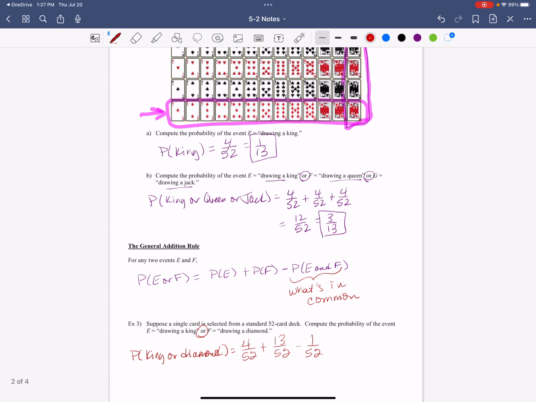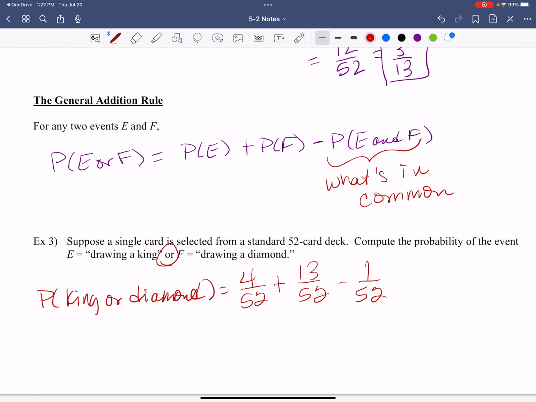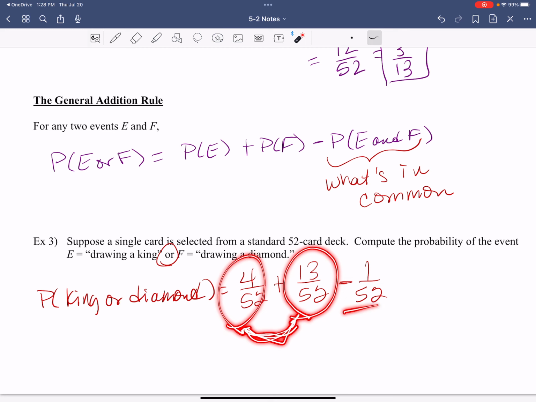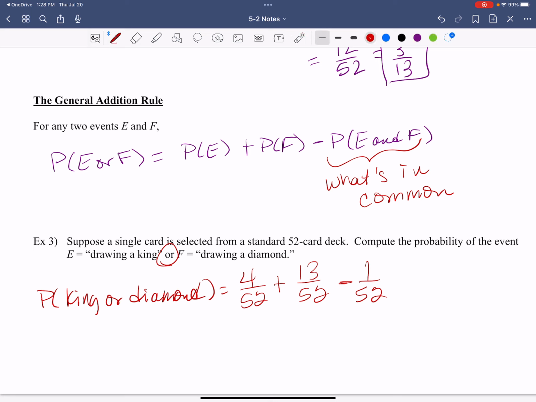I'm going to make this bigger so you can see it better. So we have 4 kings, 13 diamonds, and we have 1 king of diamonds, so we can't count it twice because we've already counted it here, that card here. We counted that card here. Since we counted it in both places, I have to take one of them away so we can only count it one time. Do you see what we're getting at here? Okay, that's why you subtract off what's in common.